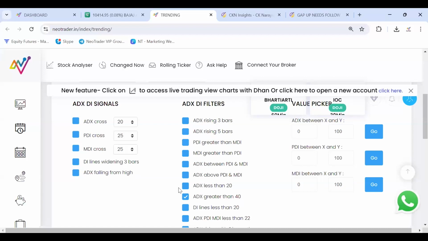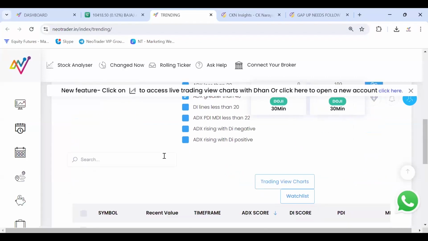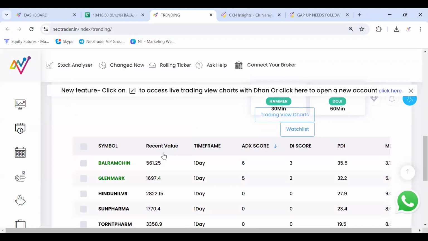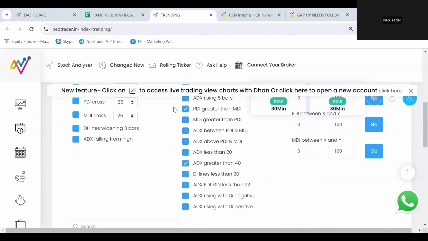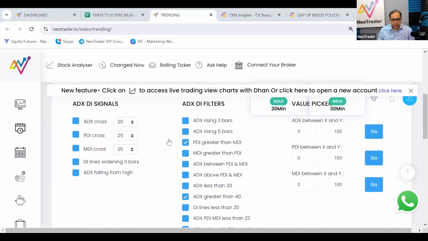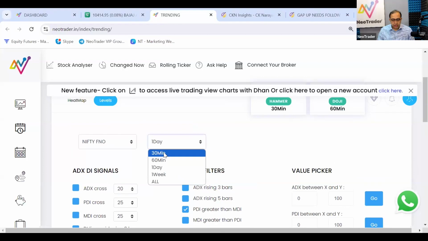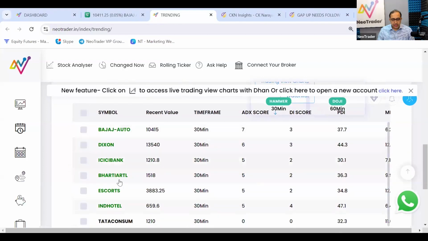Okay. Now, ADX is greater than 40 and the positive DI is greater than negative DI. So, what is the first scenario? The first scenario is you are taking a look at a 30-minute or a daily chart. Okay, this is a daily chart. Same thing you can do for 30 minutes. So every time frame का अलग अलग results आएगा.